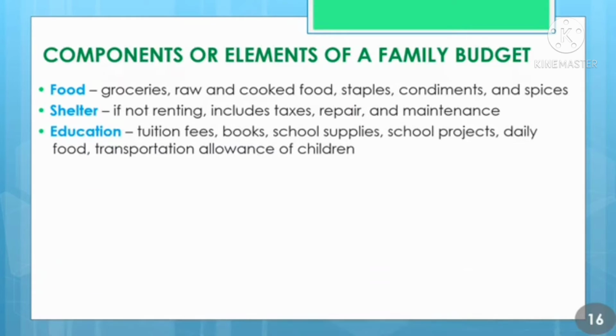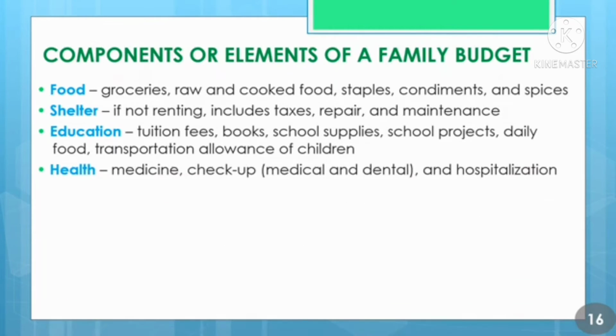Shelter, if not renting, includes taxes, repair, and maintenance. Education, this includes tuition fees, books, school supplies, school projects, daily food and transportation allowance of children. Health, like medicine, checkup, like medical and dental, and hospitalization. This is considered one of the most important items that need to be prioritized.